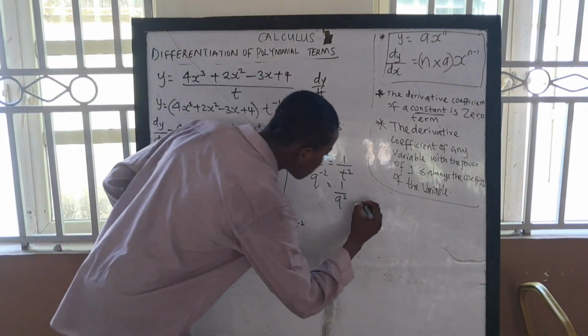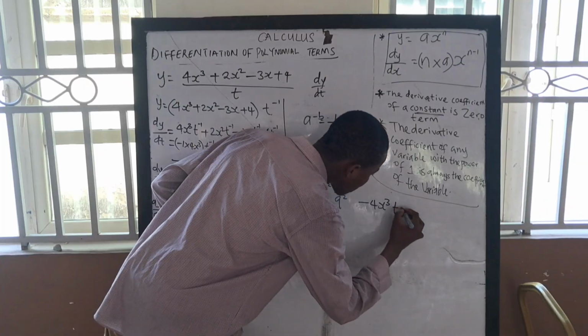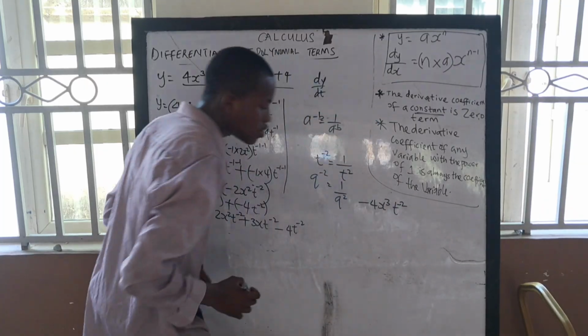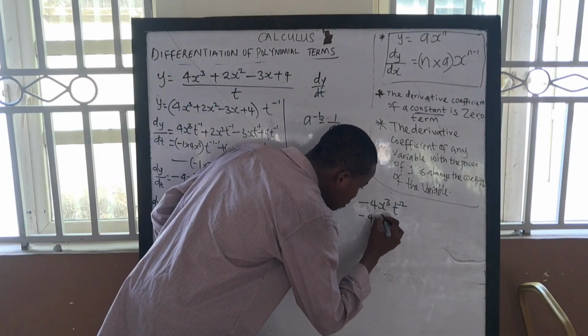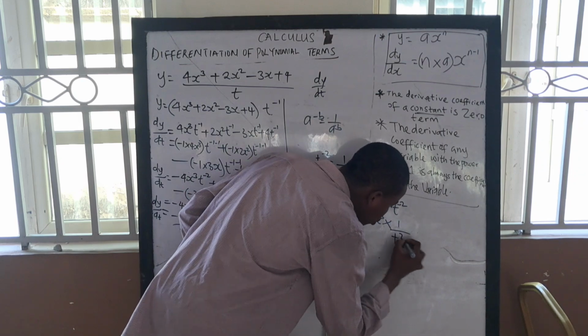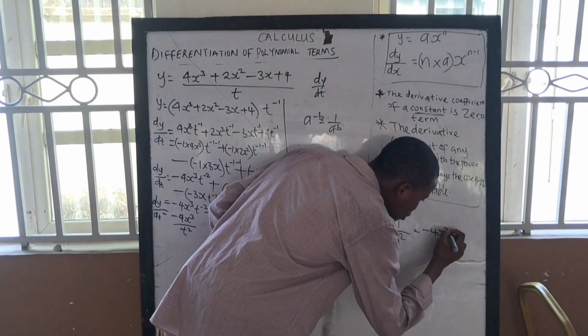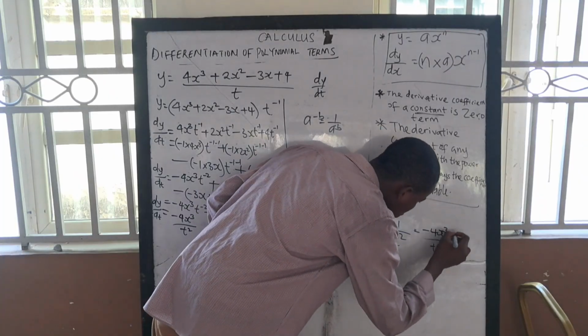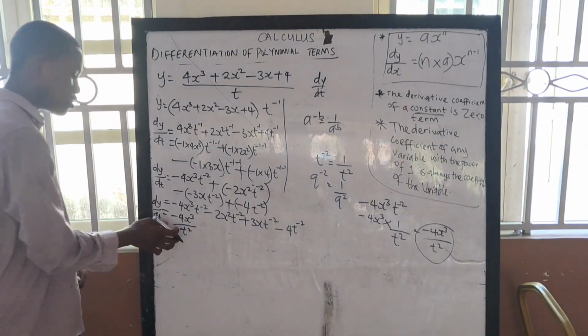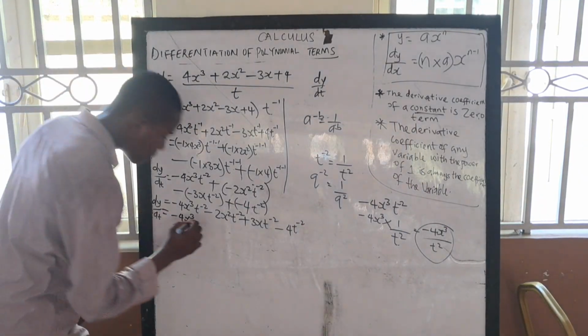That is, if I have minus 4x cubed t raised to power minus 2, I'm having minus 4x cubed times 1 over t raised to power of 2. And I know that minus 4x cubed times 1 is minus 4x cubed over t raised to power 2. That's how I got here, right?